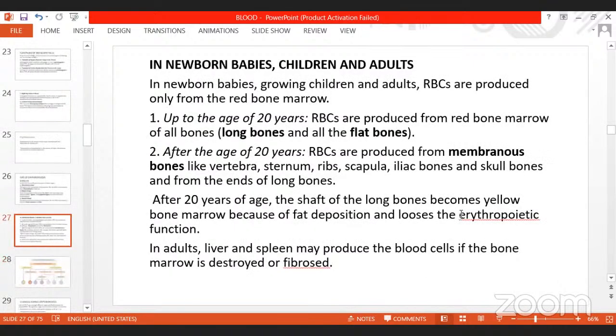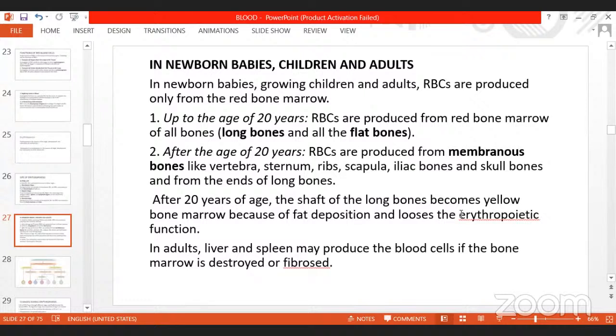And in newborn babies and children, and also in adults, there are different areas of RBC production. In newborn babies and growing children, RBCs are produced from the red bone marrow. The liver stops producing RBC once the baby is out. So up to the age of 20, RBCs are produced from the red bone marrow of all bones, long bones and all flat bones. So the RBC level is higher up to 20 years.